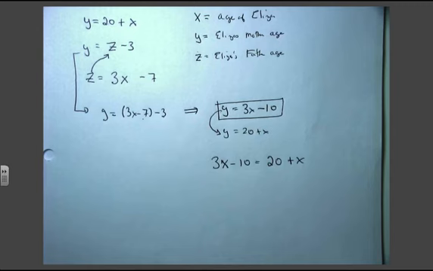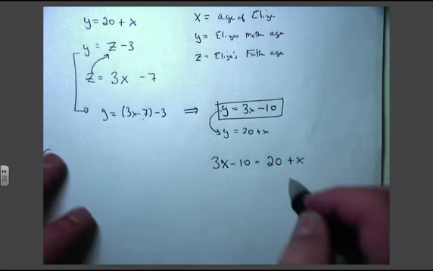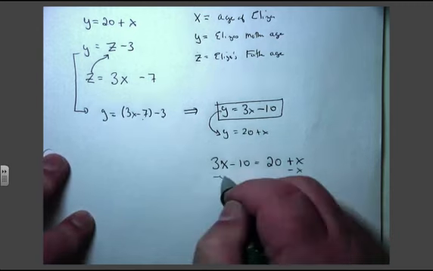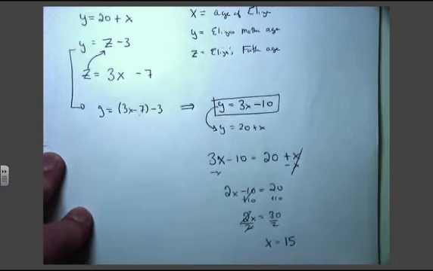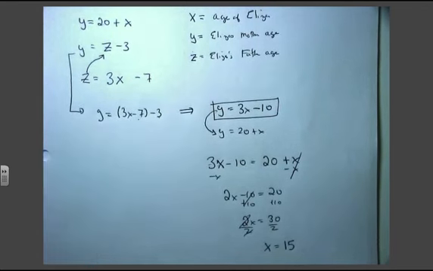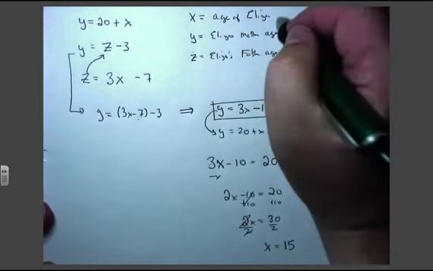So what am I going to do to solve for x? What would you do first? I would subtract x from both sides. That cancels here. 3x minus x is 2x, minus 10 equals 20. Now I'm going to add 10 to both sides. That gives me 2x is equal to 20 plus 10, 30. Then I divide by 2, and x is equal to 15. And what did x represent? The age of Liza. So she is 15 years old.